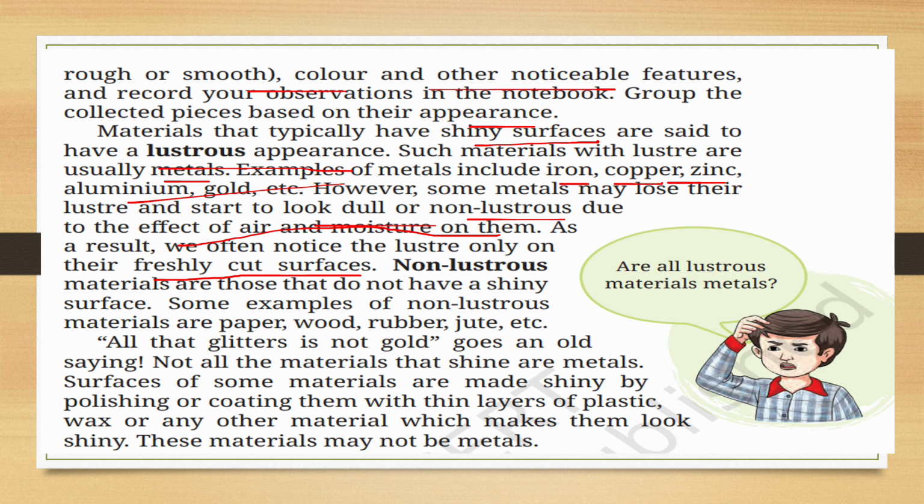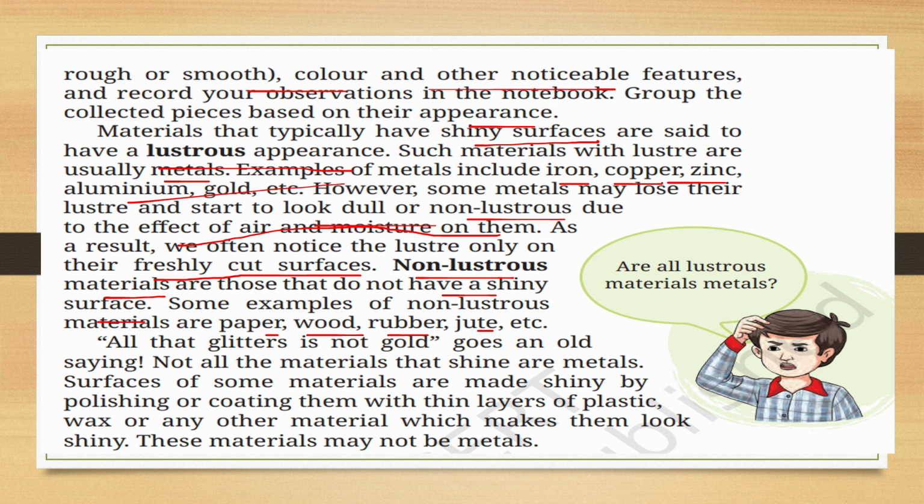The next one, non-lustrous materials. What are called non-lustrous materials? Non-lustrous materials are those that do not have a shiny surface. Some examples of non-lustrous materials are paper, wood, rubber, jute, etc. These are non-lustrous materials. They do not have a shiny surface.